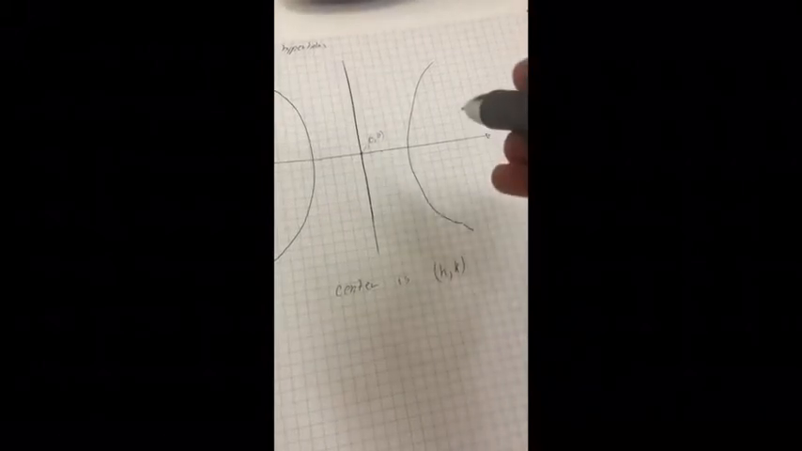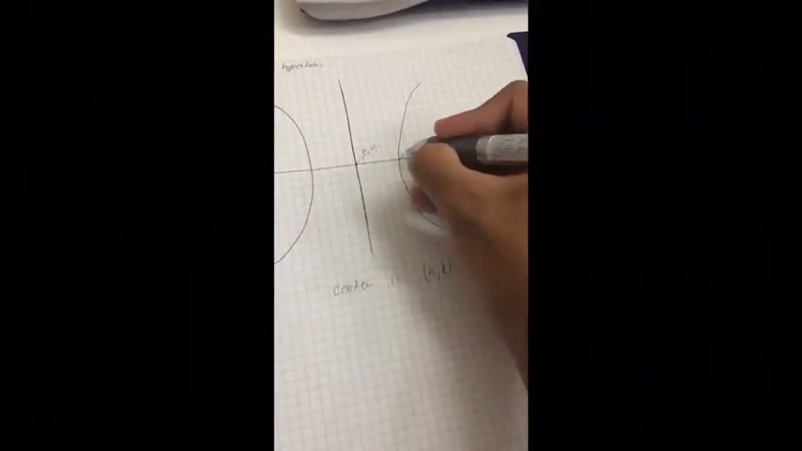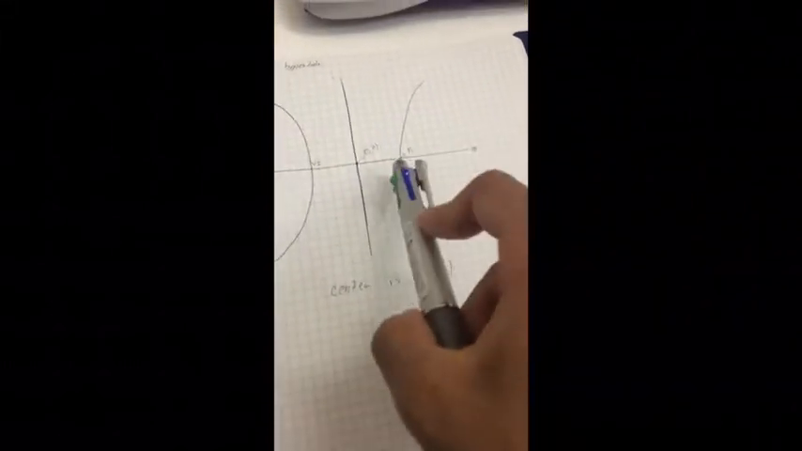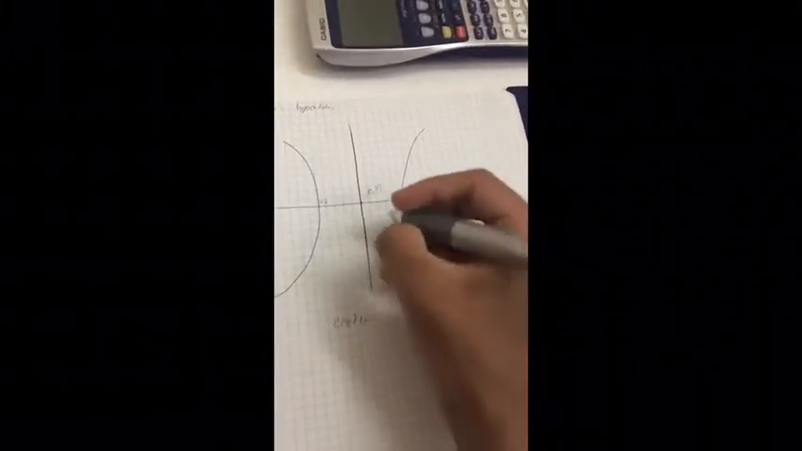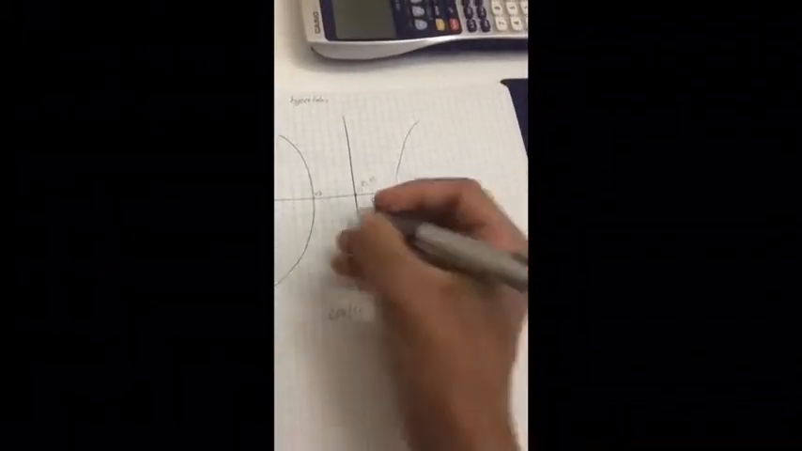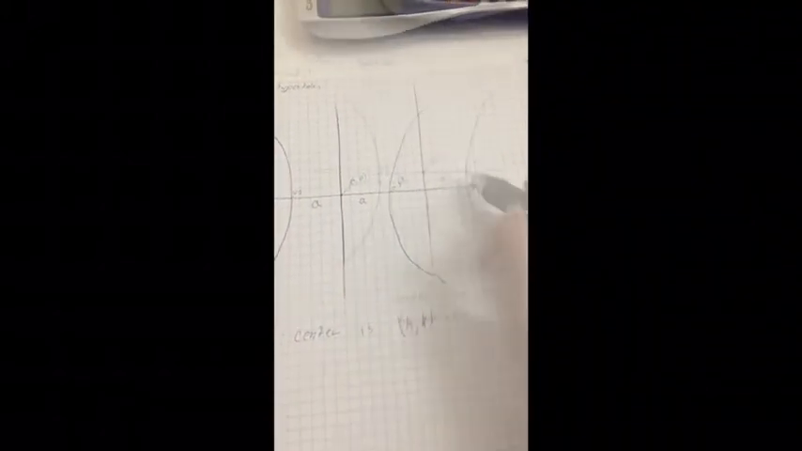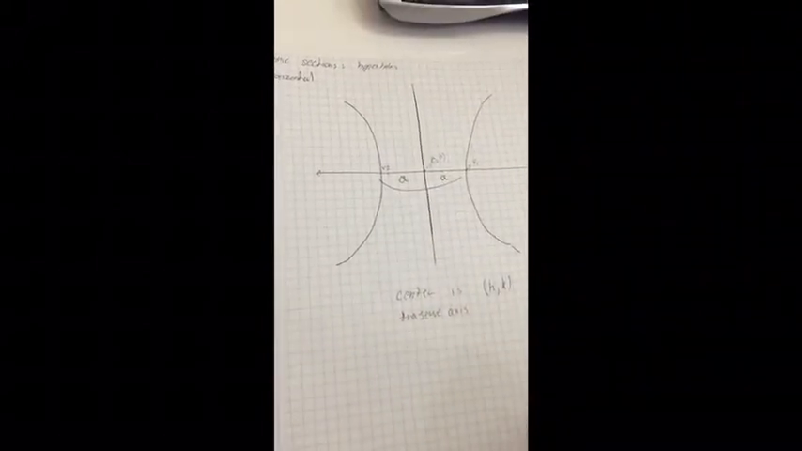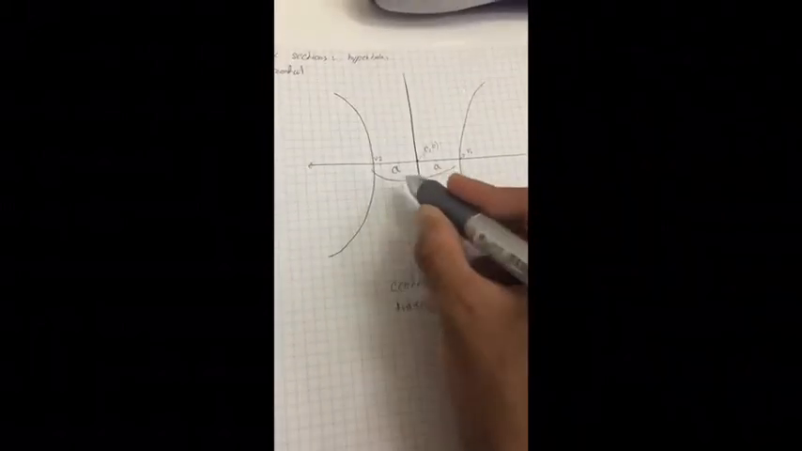Here the vertices of this hyperbola are located here. This is v1 and this is v2. The distance between v1 and the center is called a, and the distance between v2 and the center is also called a. So the distance between v1 and v2 is called the transverse axis, which is equal to 2a, a plus a.